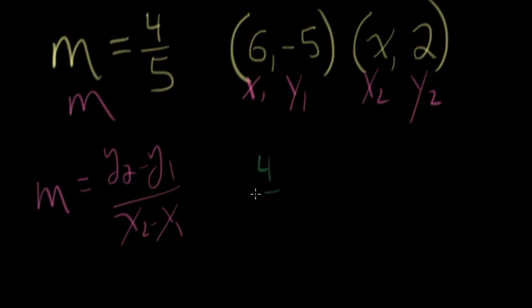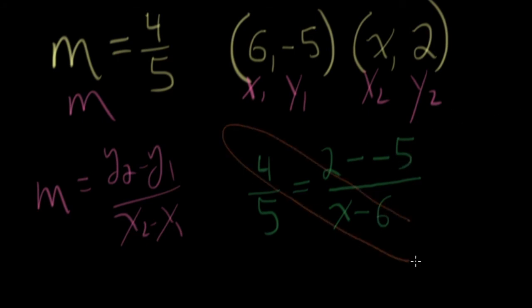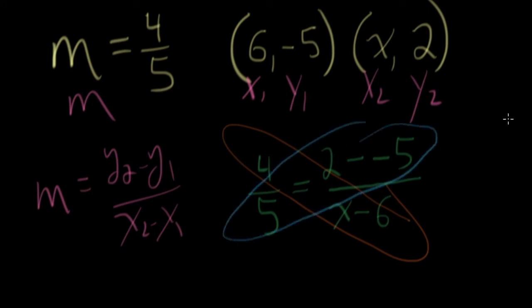It says 4/5 is equal to y2 minus y1, so 2 minus -5, and x2, which is x, minus x1, which is 6. Now we're going to cross multiply to solve this. Do that, and like that. And 2 minus -5, boom, it's 7.